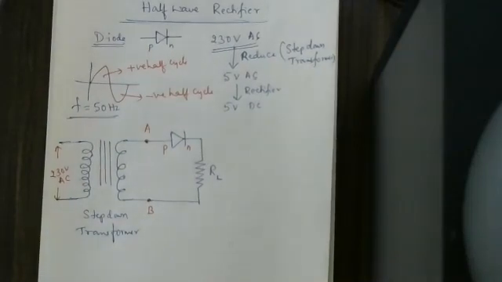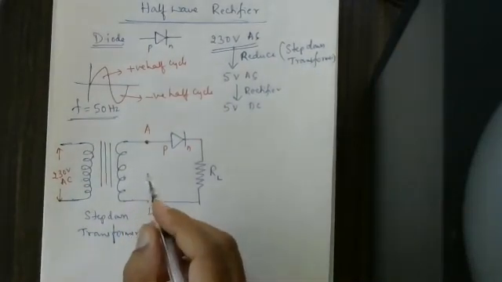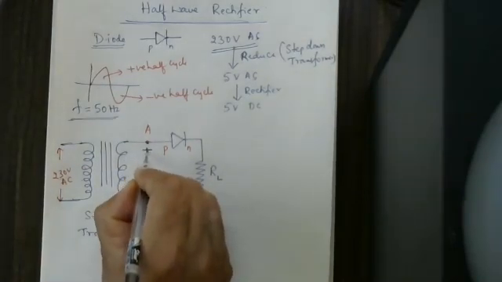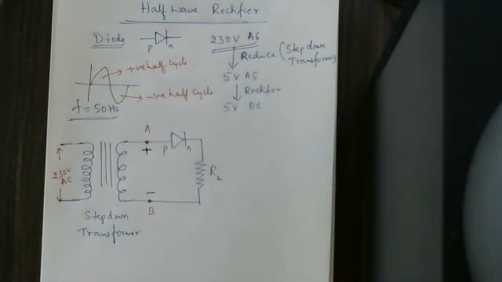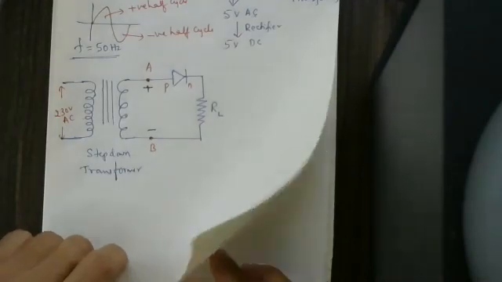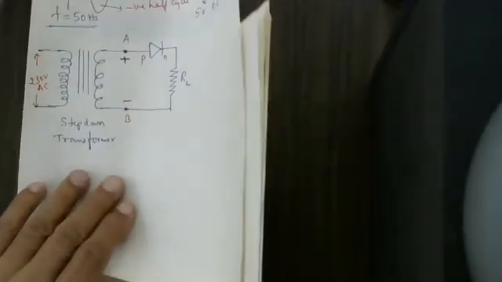So what is happening here? In this case, during the positive half cycle of AC, this is acting as positive and this is acting as negative. I said during the positive half cycle of AC. So I can show it like this now. During the positive half cycle, what is happening? I will write it here.